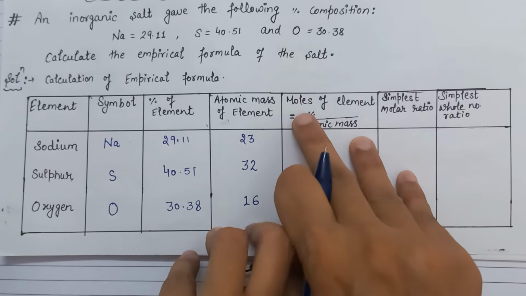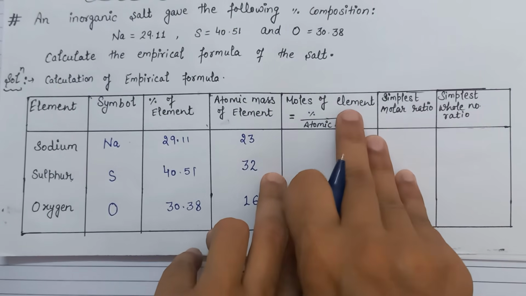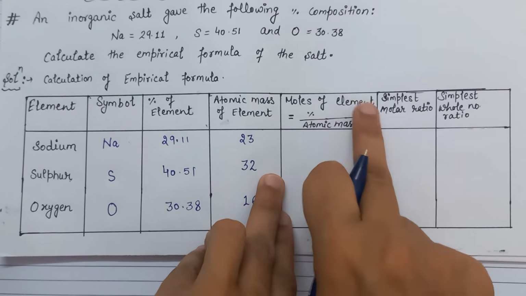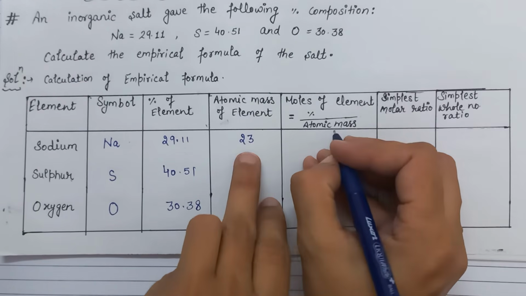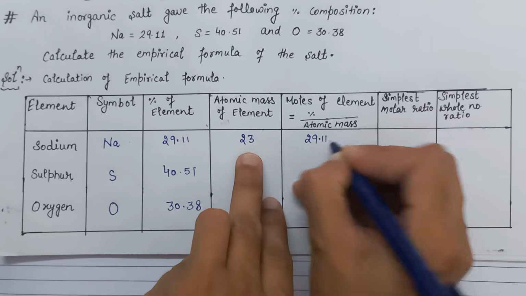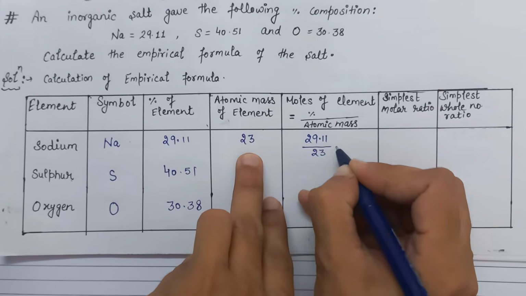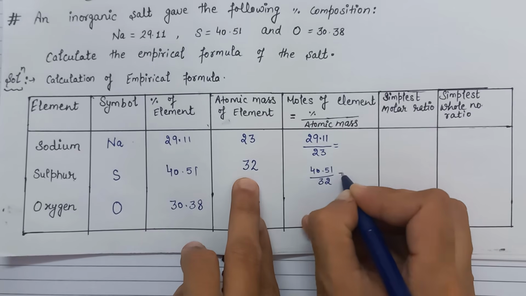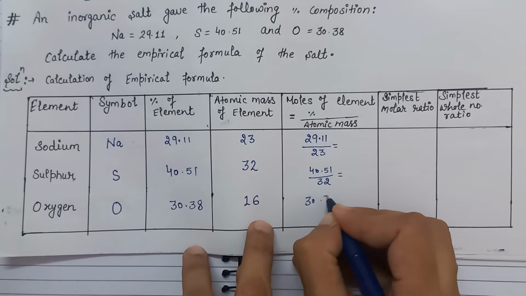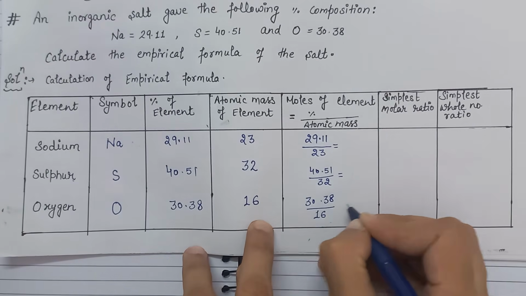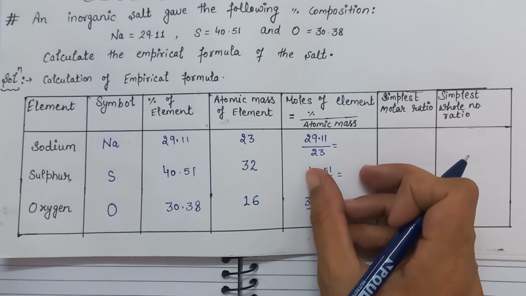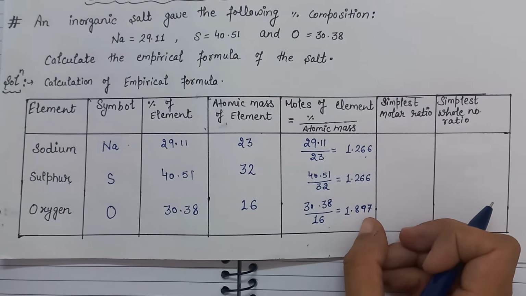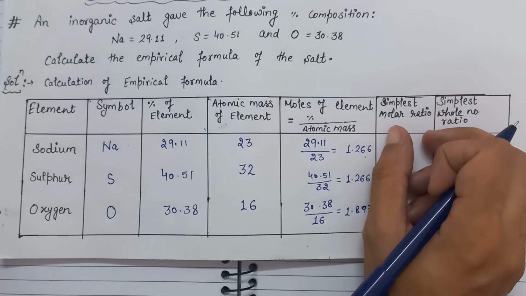In the next column, we have to calculate the moles of the element. And how can we calculate the number of moles? They can be calculated by dividing the percentage composition of the element by its atomic mass. So for sodium, the percentage composition is 29.11, and we divide it by its atomic mass. Next, the percentage is 40.51 and the atomic mass is 32. And then we have 30.38 divided by 16. Upon calculation these give 1.266, that is also 1.266, and 1.897.